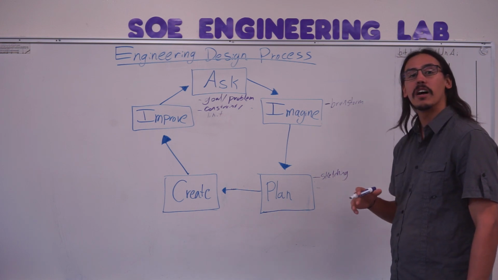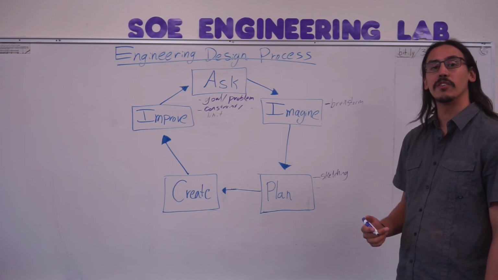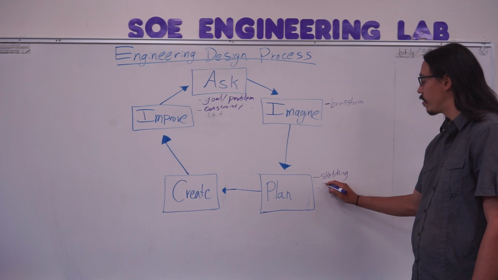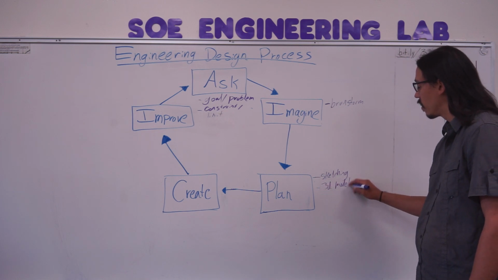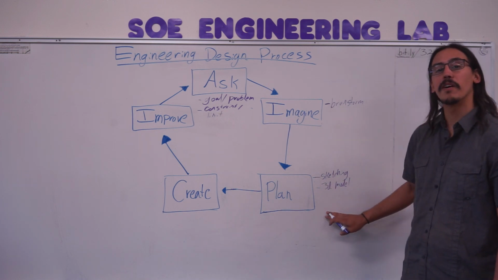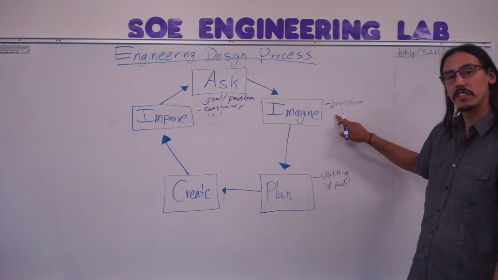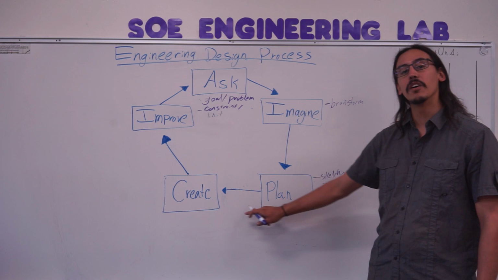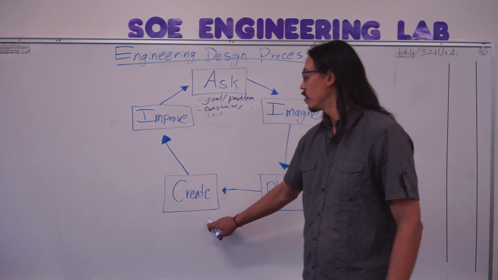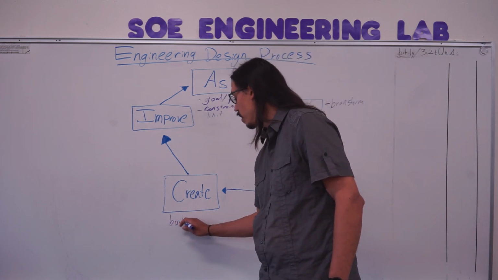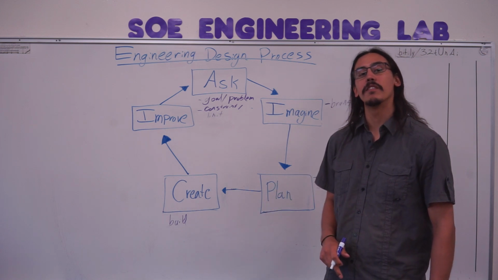So this is where you pick one of those ideas and you start sketching it. You start figuring out what materials you're going to use. You might make a 3D model. And you just generally figure out everything that you're going to need to do to take one of those ideas and actually create it.